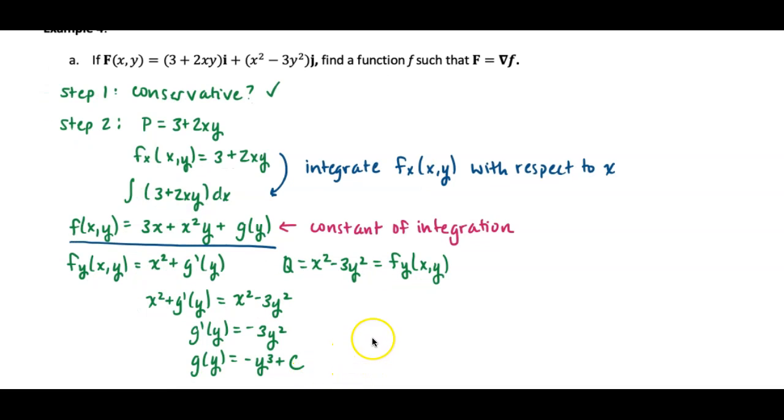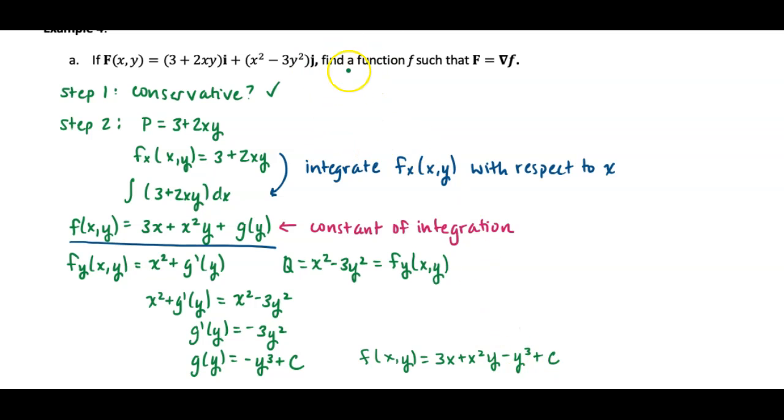Now the only thing left to do is put this all together, because we want to find this function f. So we're looking for this function f, and we can write it as f of x y just because it's a function of x and y. We've got this constant of integration g of y, and so we can just write the function f of x y is equal to 3x plus x squared y plus, and then we found out that this g of y was a negative y cubed plus c.